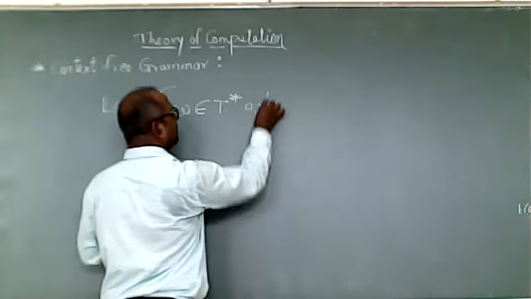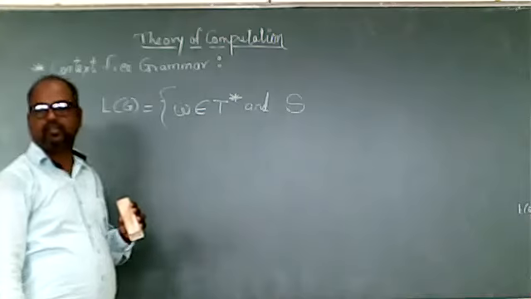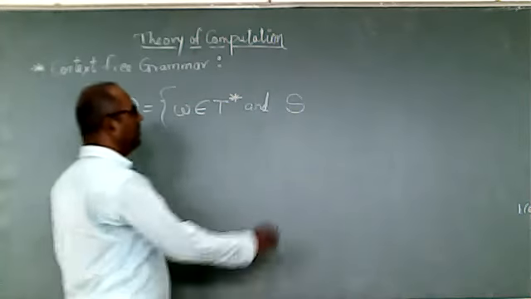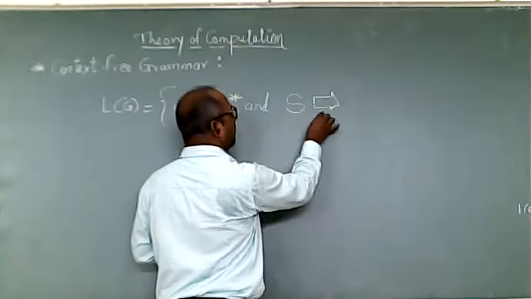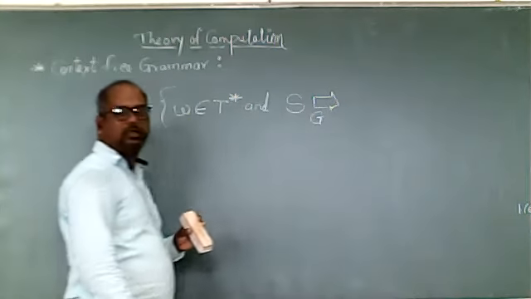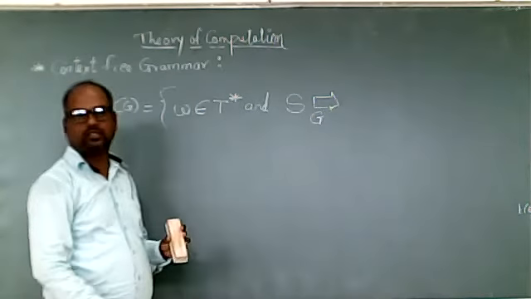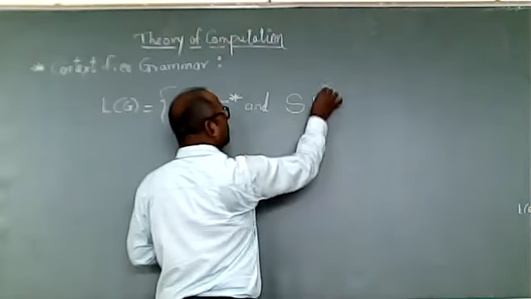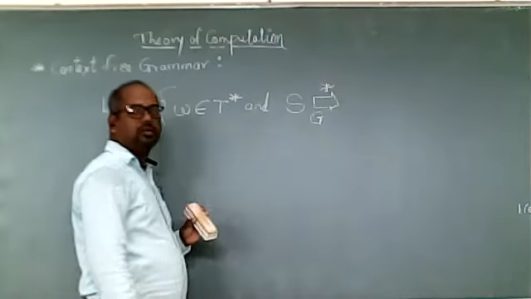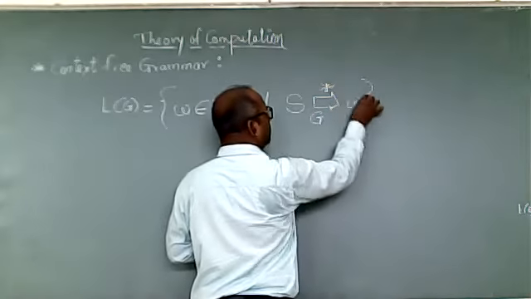And we are starting with the starting symbol. On the starting symbol, we are applying the grammar. Grammar is nothing but a production. On the starting symbol, we are applying the grammar a number of times, zero or more times, to get the W.